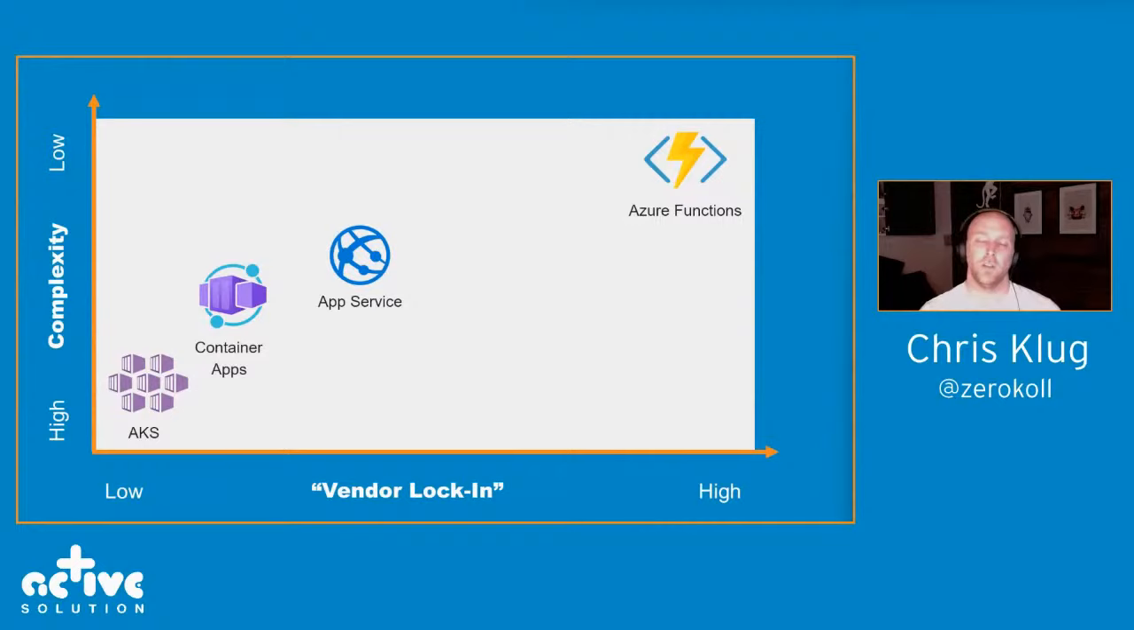Container apps, a little less complexity because Azure handles it for you. A little bit more vendor lock-in because you don't learn Kubernetes. You just use container apps, which is Azure specific. But under the hood, it's still a container. So you can still move that somewhere else or run it locally on your machine or wherever you want to run it. App service, you're now getting slightly more into Azure because it's an Azure-based function.